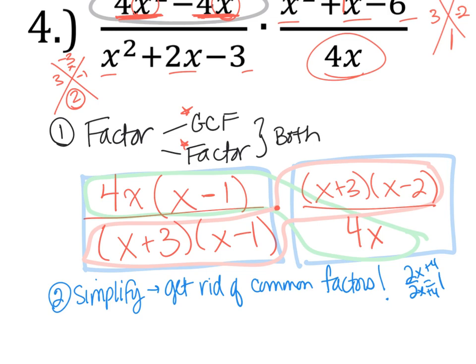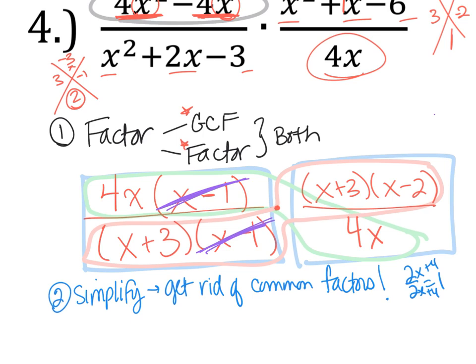So let's see what we can simplify. I'm going to look at this first part of the fraction, 4x times x minus 1, and then over x plus 3 times x minus 1. If I look at that, I see an x minus 1 and an x minus 1, same factor, so they're gone. That's the only thing they have in common.